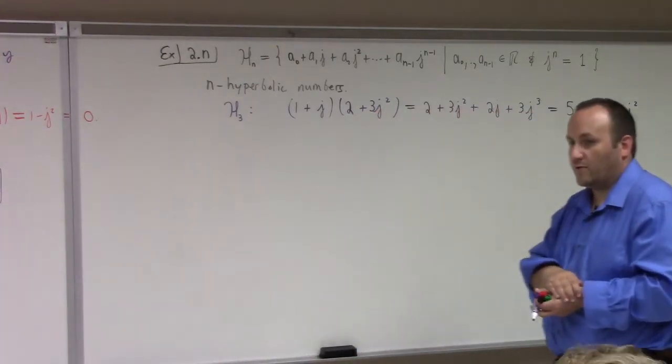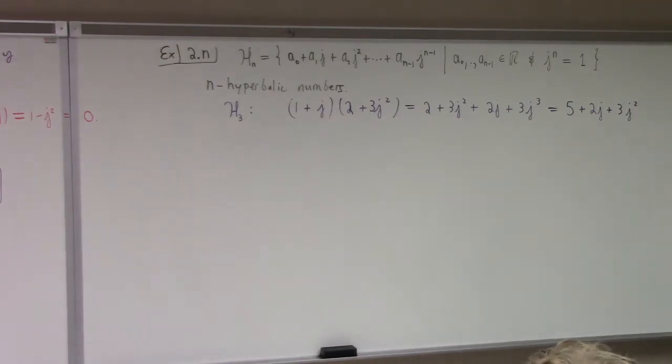I mean, there's probably another more elegant algebraic way to see it. But how did you get 2 plus 3j squared plus 2j? So what is j?